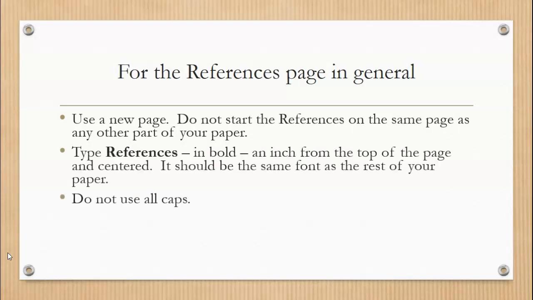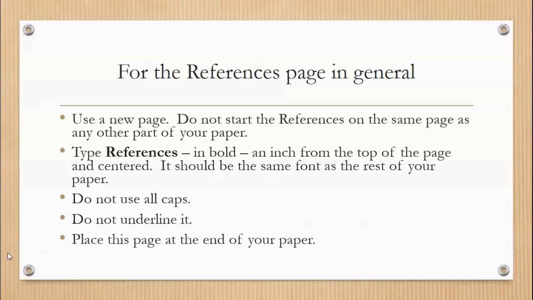For the references page in general, make sure that you do not cram all of the information together. The references page must start on its own separate sheet of paper. The word references should be typed in bold at the 1-inch mark from the top center. Its font should be the same as the rest of the paper, both in style and in size. Do not use all caps. Do not underline it. Put this page at the end of the document. Unless you have appendices, your references page should be the very last page of your paper.